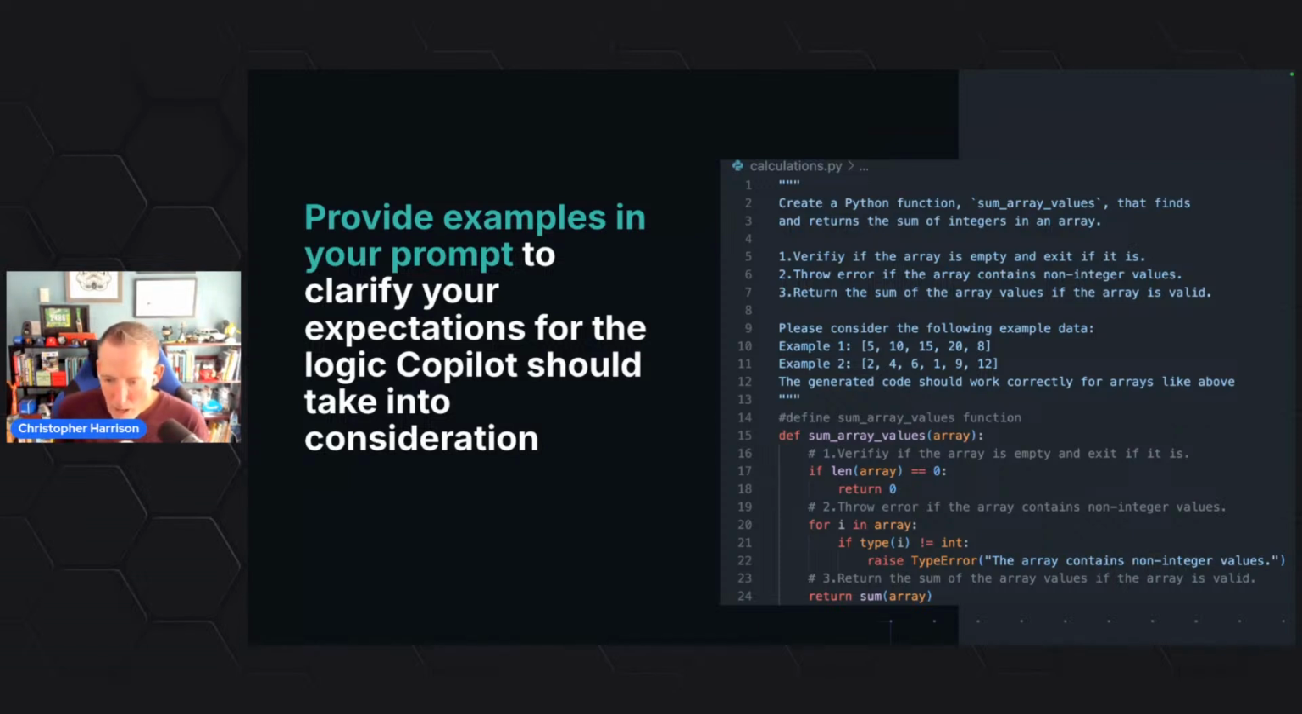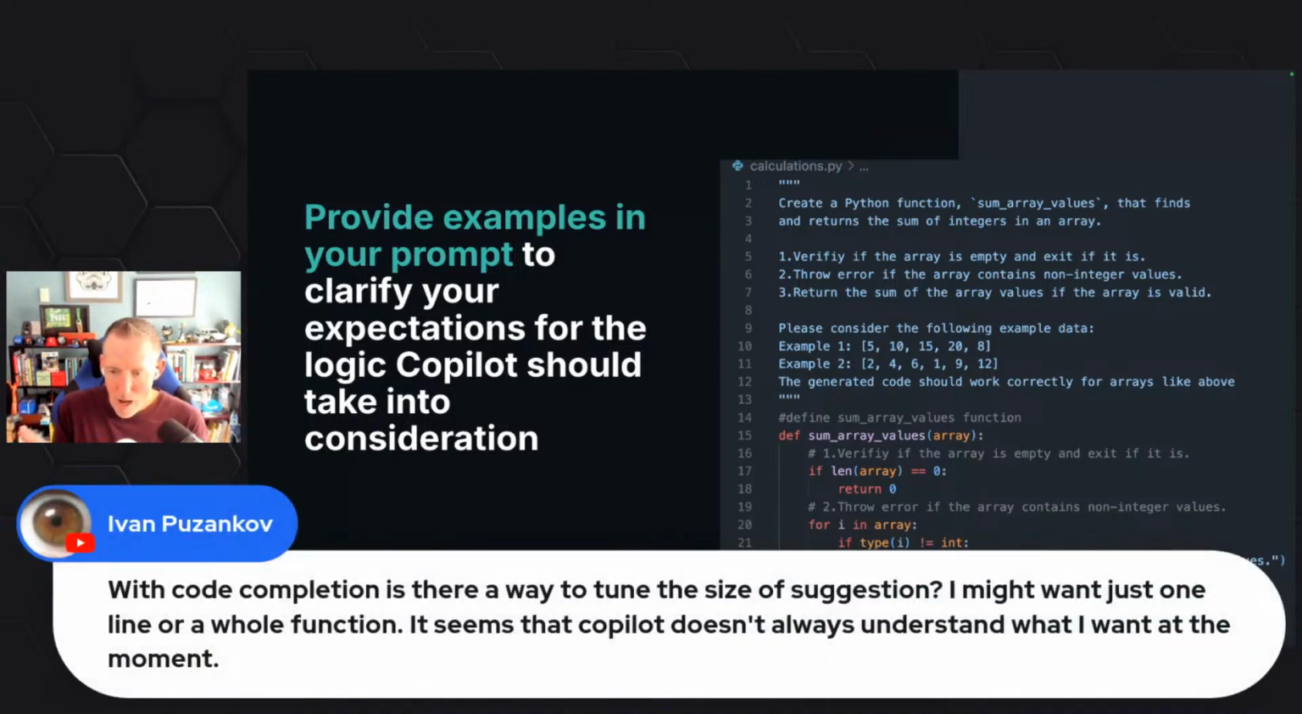Okay. There's a couple of other questions. With code completion, is there a way to tune the size of the suggestion? You might just want to have a whole line or a function. Copilot doesn't always understand what you want at the moment.